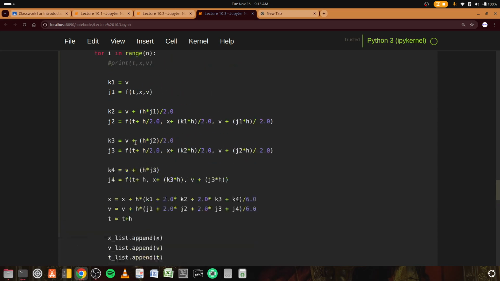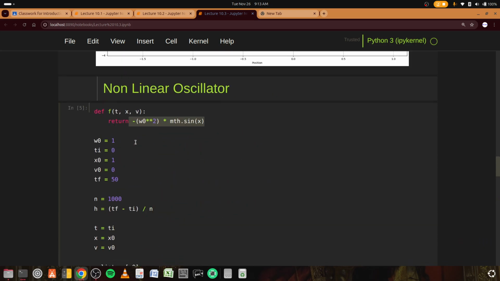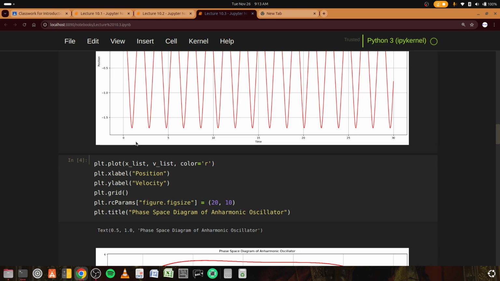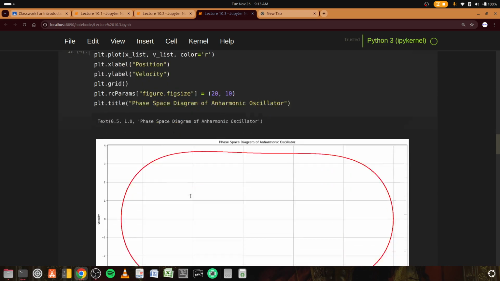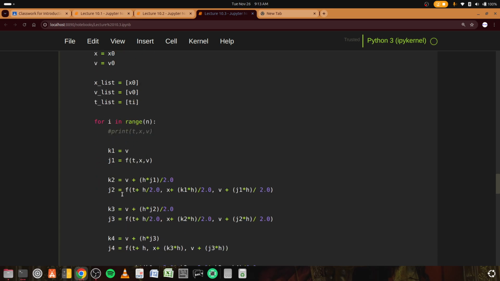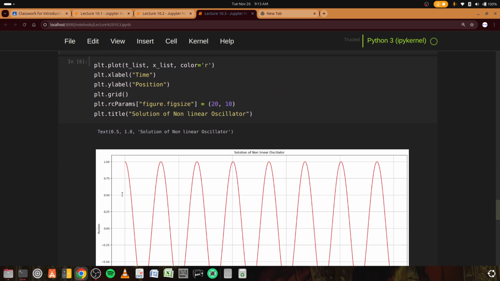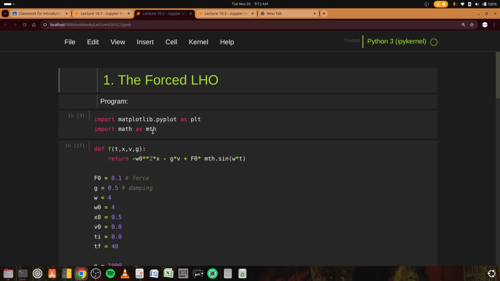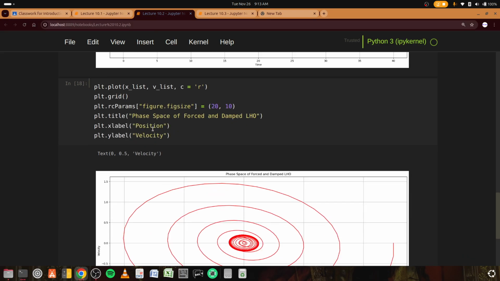And these are there, you may go through them and learn how the solutions are changing. Then there are some more examples here I have written for the forced linear harmonic oscillator.